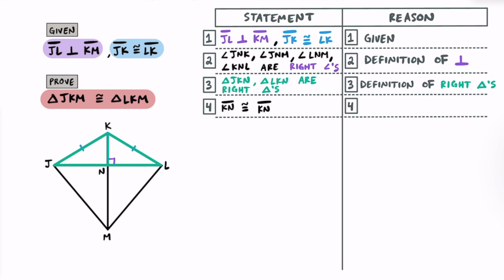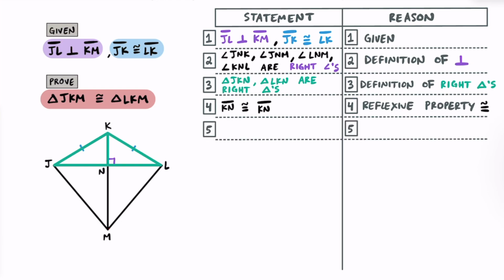So for the fourth statement, let's just go ahead and establish that KN is congruent to KN. And we can say this by the reflexive property of congruence. Okay, cool. So we established that these 2 triangles are congruent to each other, and we also established that the hypotenuse of each of these triangles are congruent, as well as one of the legs of them. So if we know that they're right triangles and their corresponding legs and hypotenuse are both congruent, we can say that these 2 triangles are congruent to each other by the hypotenuse leg theorem.